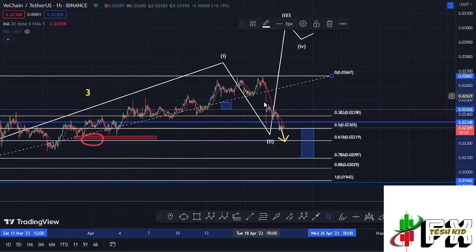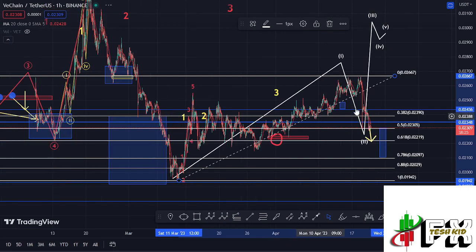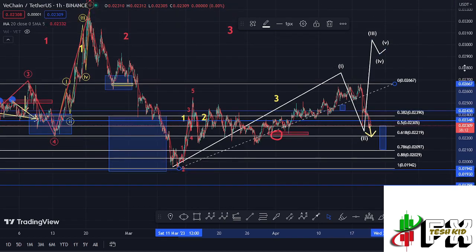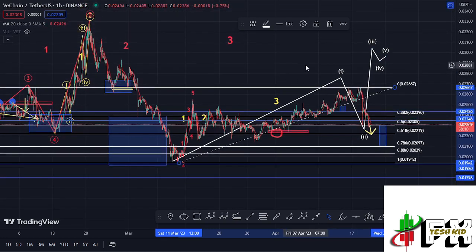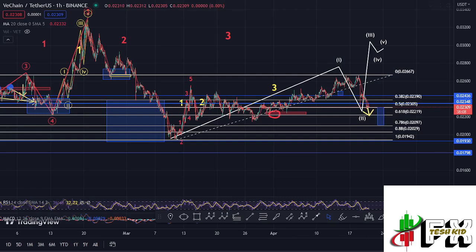So we need to have that in mind, and those are my breakdown targets here on the VeChain chart. And in case Bitcoin is able to also recover, there are chances that all these other altcoins are also going to be able to get back into the recovery phase and continue gearing up in the formation of those wave 3s. So that is what I'm expecting here on the VeChain chart on the short-term scenarios.